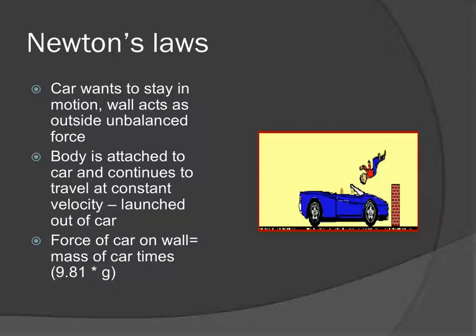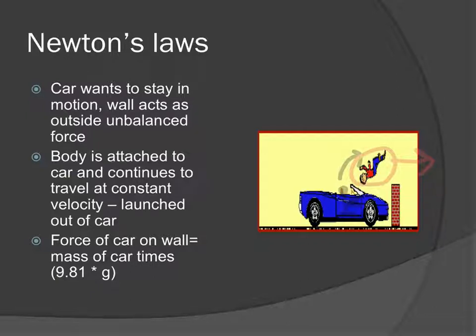To tie in Newton's laws, picture a convertible with a man driving with no seatbelt hitting a wall. The wall acts as the outside unbalanced force and stops the car while the body, unhinged, continues to travel at the car's initial velocity and is launched out of the car. The person wants to stay in motion because the outside force only affected the car. Because this person was not wearing a seatbelt and was driving a convertible, no outside force changed their original velocity when they were in the car.